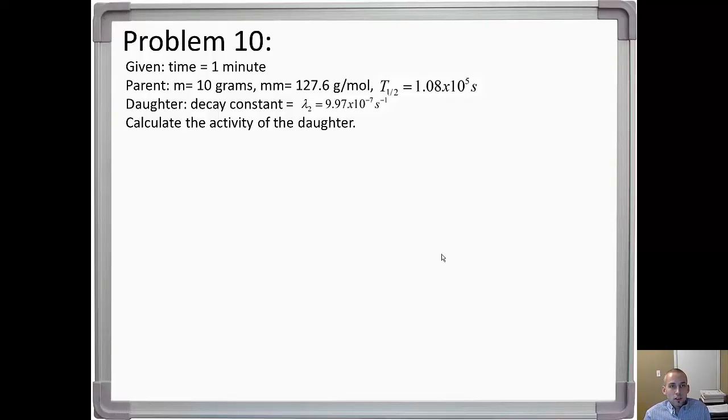So given a time of 1 minute, and for the parent, the mass being 10 grams, molar mass is 127.6 grams per mole, and the half-life is 1.08 times 10 to the 5 seconds. And for the daughter, the decay constant is 9.97 times 10 to the negative 7 per second. Let's calculate the activity of the daughter.